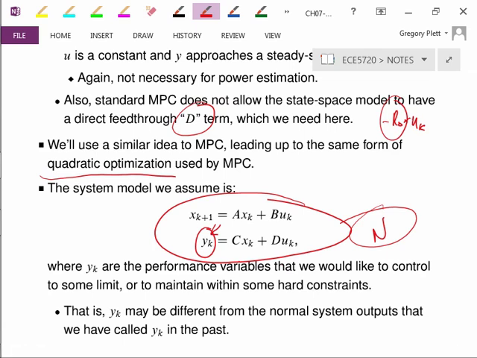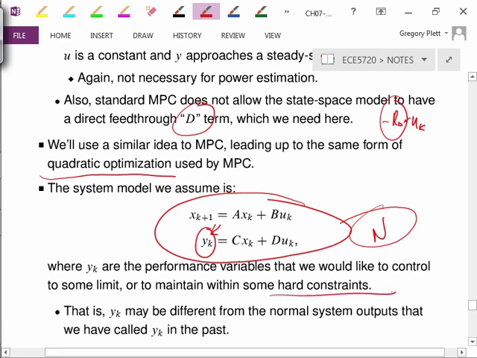So yk here are some performance variables that we would like to control to some limit or to maintain with some hard constraints. So we might want to maintain phi s minus phi e to prohibit lithium plating. And you go back to the equation for overpotential for lithium plating and you decide what that threshold must be. So we can do that. Or we might like to have state of charge controlled to some maximum state of charge. So I can put state of charge in one of these linear outputs.